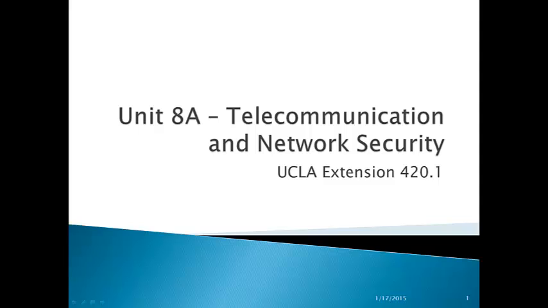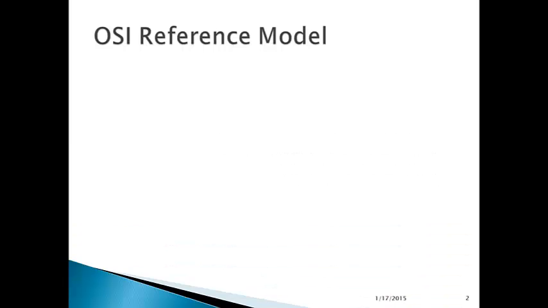Hello, welcome to Unit 8A, Telecommunication and Network Security. In this unit, we talk about network security and other security involving digital communication. We're going to be covering Chapter 6. If you've got the printed version of the book, it's pages 515 to 543, 590 to 611, 628 to 657, plus a little bit about VLANs.